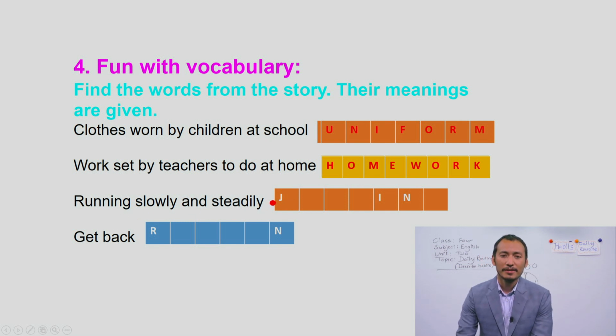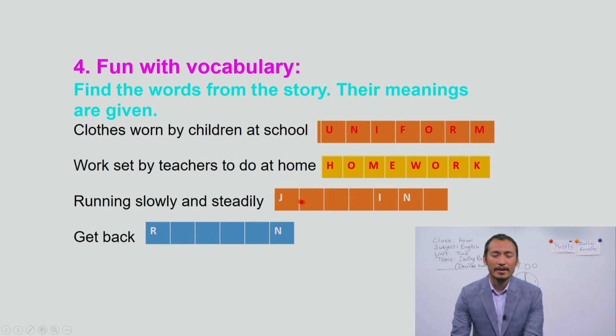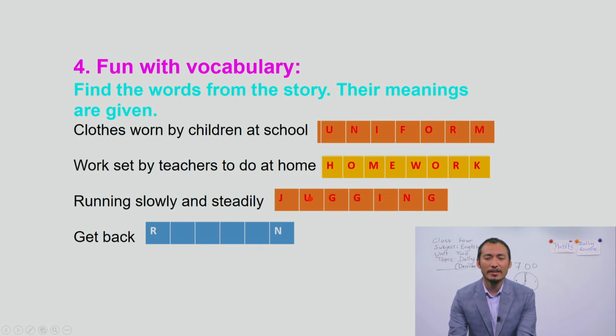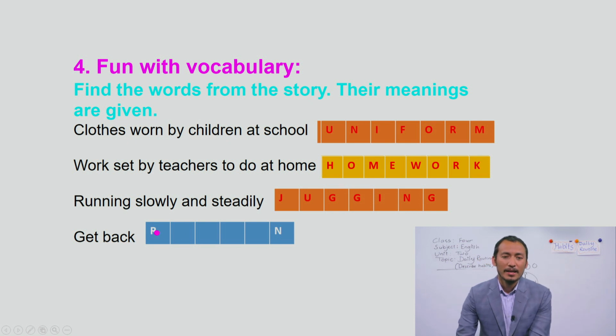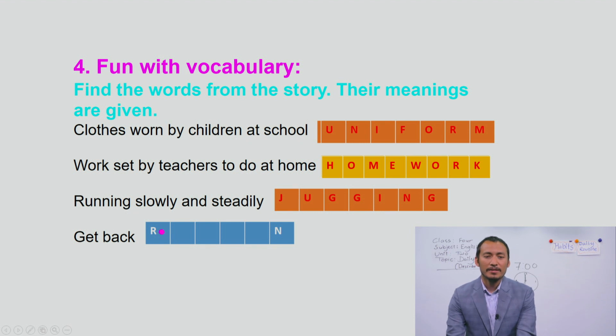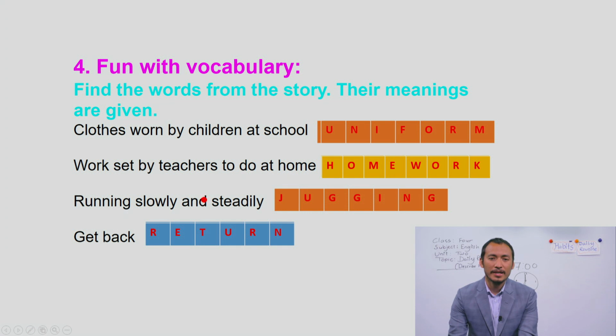And you run slowly and steadily. What do you call that action? You call it jogging. Okay, here the spelling is a little different. Here you put O instead of U. Okay. Get back. When you get back, what do you call it? Another word for it is return. Okay, that's great. That's great, students.